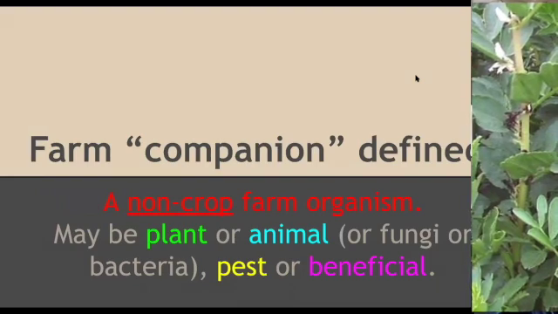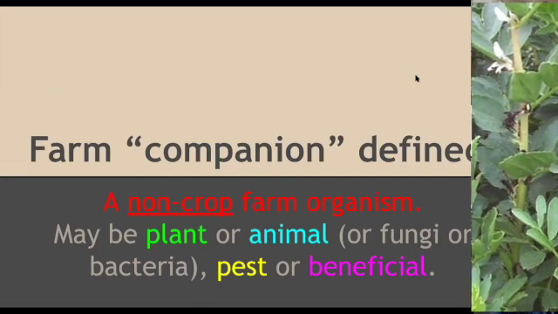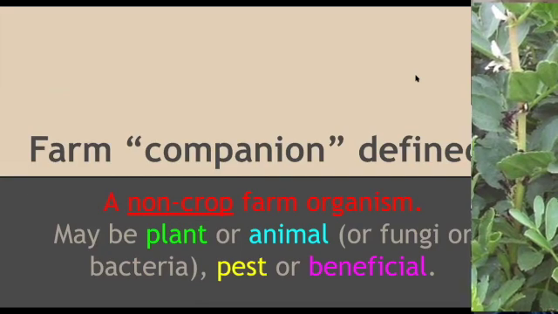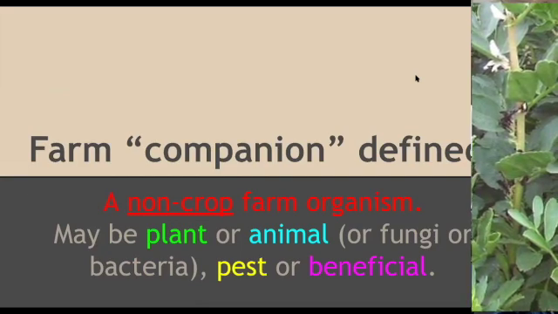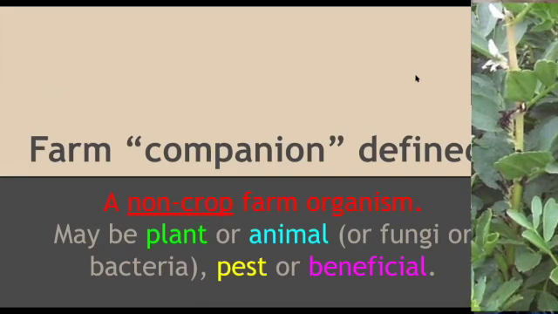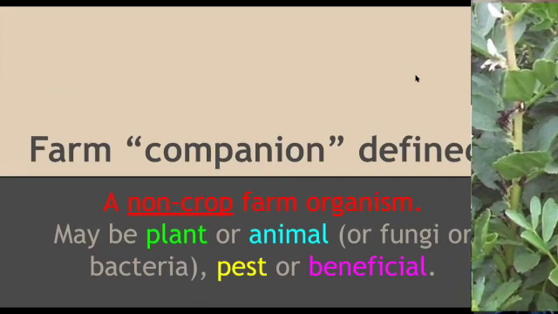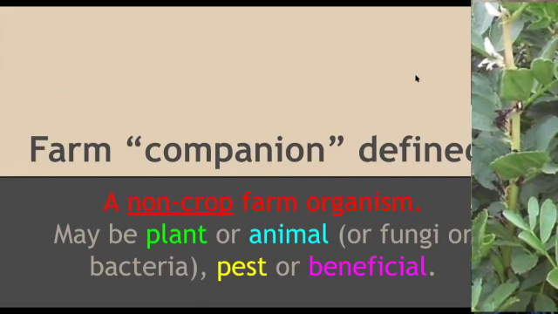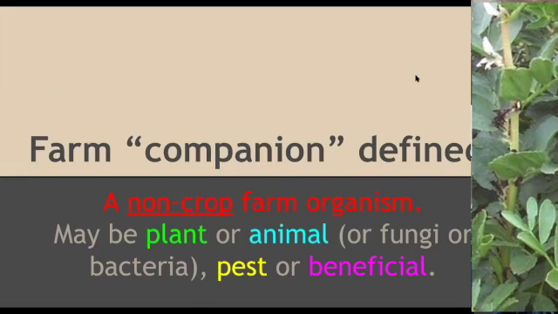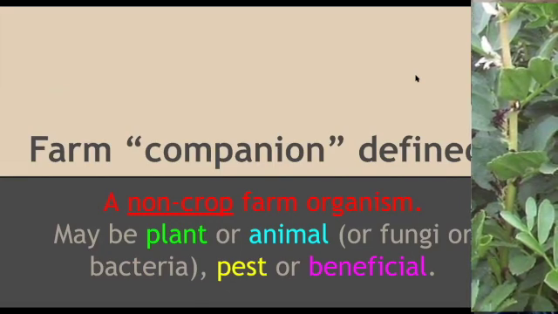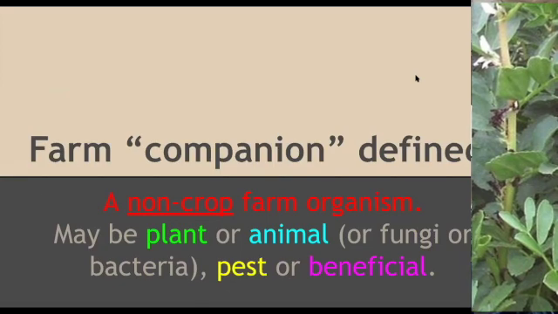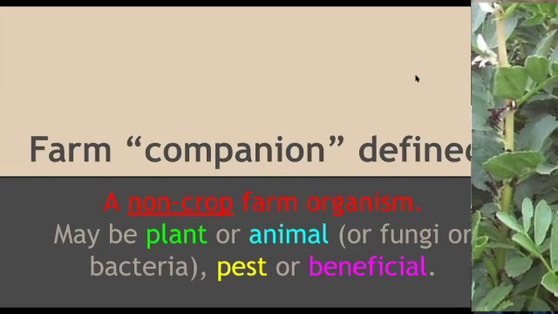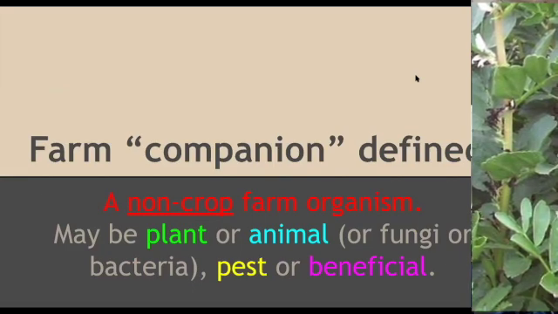And we've talked about this, but in short, and the most basic thing I can say about this whole entire presentation is that you should be clear that a companion is essentially a non-crop farm organism, okay? So this might be what we would call a weed. It's not necessarily a bad thing, but it's a plant, or an animal. And when I say animal, that might include fungi or bacteria, though those aren't truly animals. But basically, it's not a crop. And be aware, please, that these companions can be pests or beneficials.